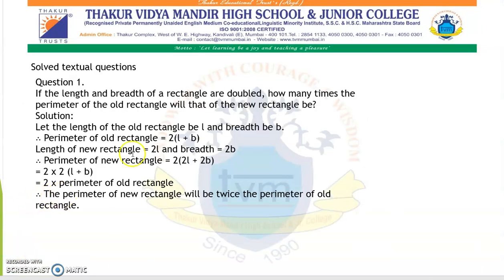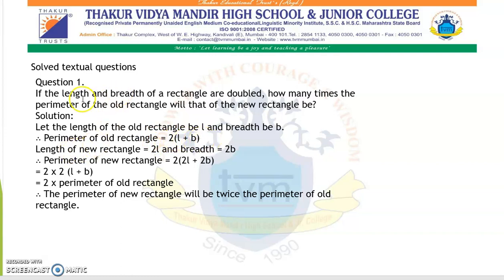Now let us see some questions from the textbook. If the length and breadth of a rectangle are doubled, how many times the perimeter of the old rectangle will be that of the new rectangle? See, there are two rectangles. One is old and one is new. Let the length of old rectangle be L and breadth of old rectangle be B. Therefore, perimeter of old rectangle equal to 2 into L plus B.